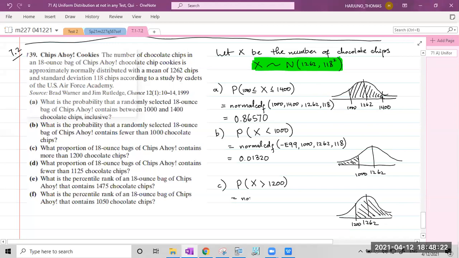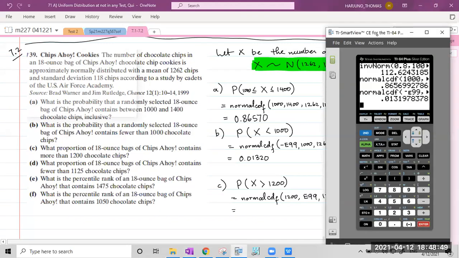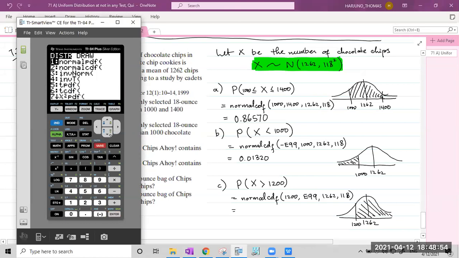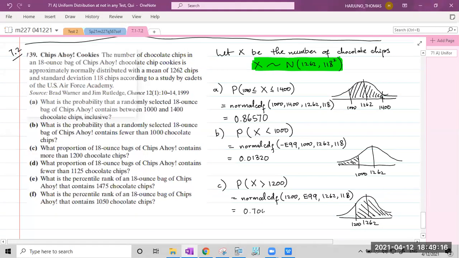Then it will be normal CDF, lower bound 1,200, upper bound infinity, which I use E99. The mean is 1,262. The standard deviation is 118. Then I use my calculator. So normal CDF, lower bound 1,200, upper bound E99. The mean is there, standard deviation is already there, enter. 0.700036. That's for part C.